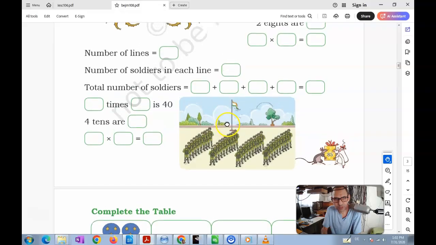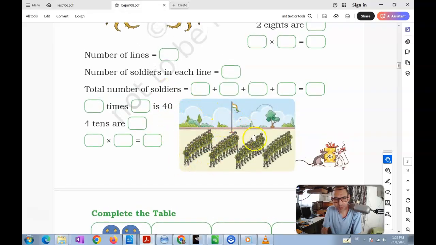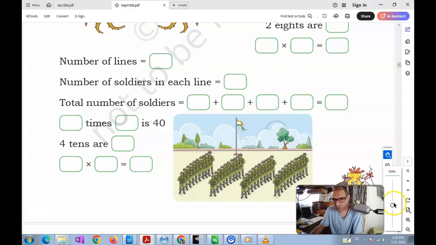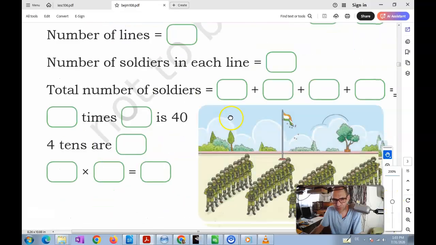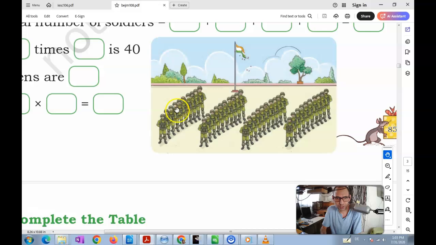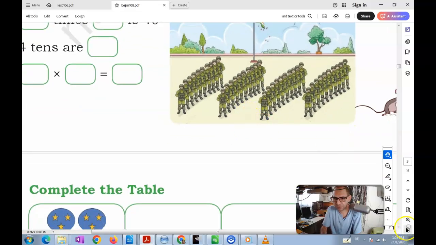Or here, for example, we have these lines of soldiers, and the number of lines is 1, 2, 3, and 4. We have 4 lines over here. Let me make this a little bit bigger so that we can count. In each line we have 1, 2, 3, 4, 5, 6, 7, 8, 9, 10. So in each line we have 10 soldiers.